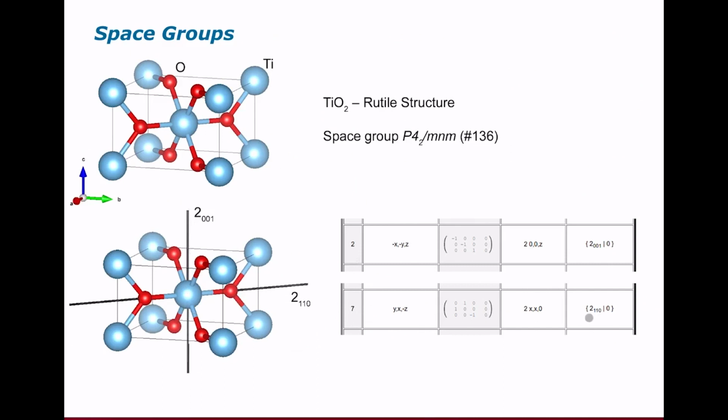There is also this 2-110. These are harder to see, but this is an in-plane twofold rotation axis around the 110 axis. And so it goes through these oxygen, titanium, oxygen bonds. And again, if you rotate the whole crystal by 180 degrees around this axis, the crystal remains invariant.